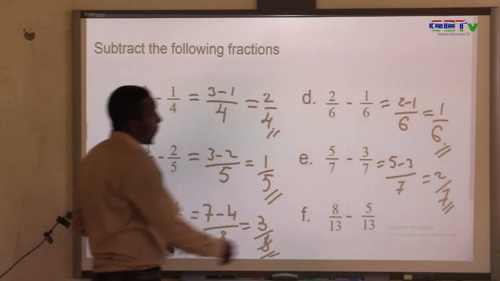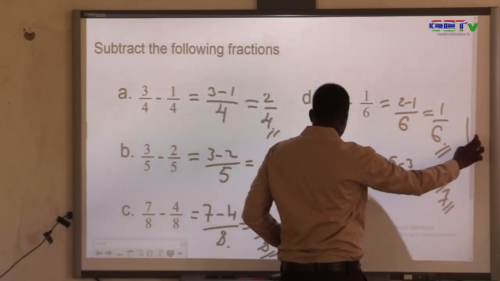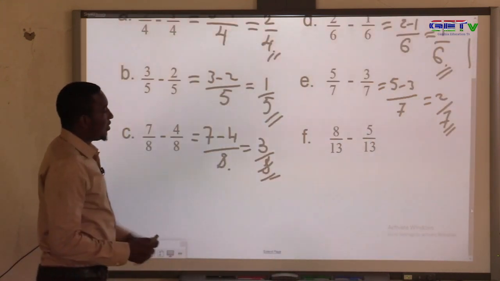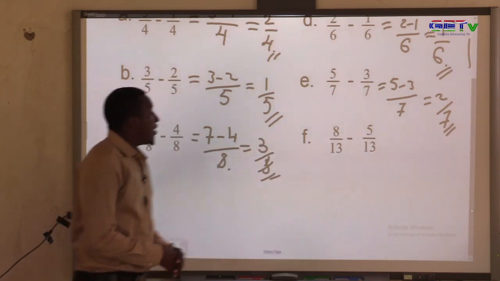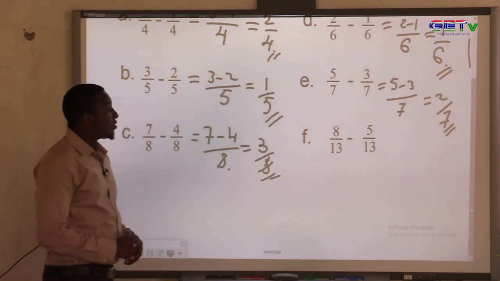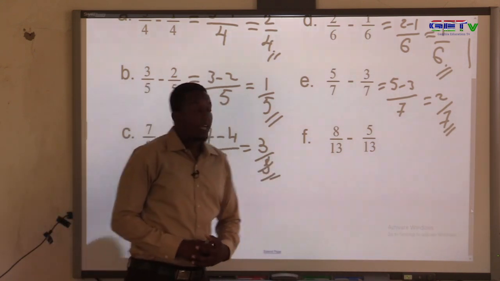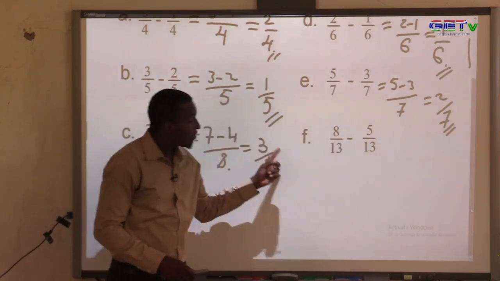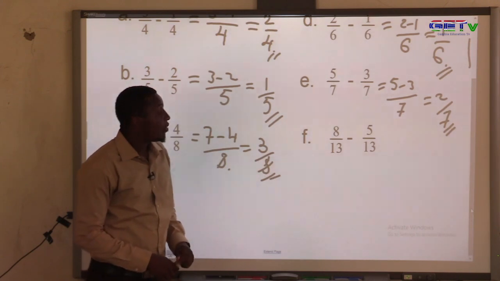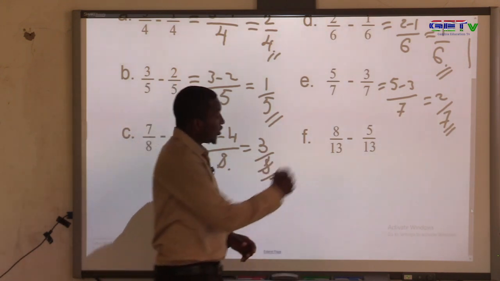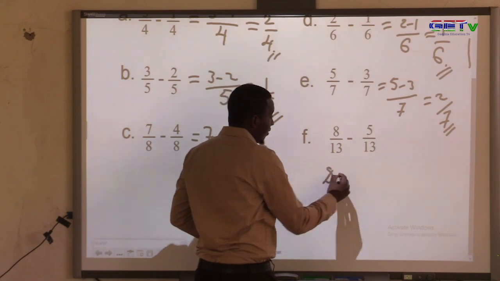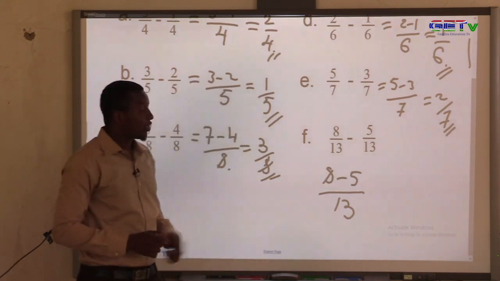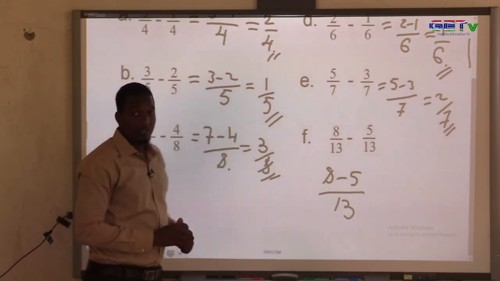Then the last one, which is letter F, we have 8 all over 13 minus 5 all over 13. Again, just like the way we answered the previous questions, we look at the denominator and realize that the denominators are the same. Then we are going to subtract the numerators. So in doing so, we are going to have 8 minus 5 all over 13. Because the two fractions have the same denominator, you're going to maintain one denominator.